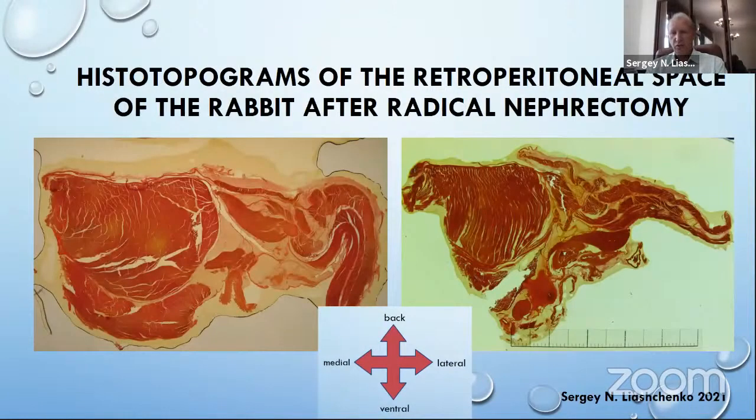After the operation, you look at the topogram of the retroperitoneal space of the rabbits after radical nephrectomy. You can see a wall of the descending colon with a lean, loops of the small intestine, and this organ fixated in the retroperitoneum and fixated in the kidney bed position.